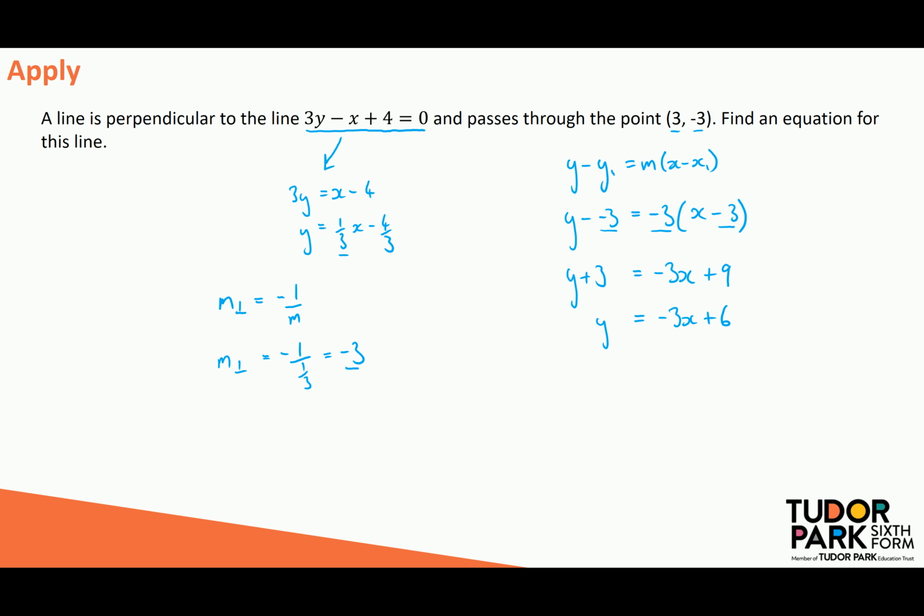Absolutely key. When two lines are parallel, they have the same gradient. When two lines are perpendicular, the relationship between the gradients is that the perpendicular gradient is negative 1 over the original, and that obviously always leads to the fact that m times m perpendicular is equal to negative 1. If you're ever asked to prove that two lines are perpendicular, then we always multiply the gradients to show that we get the value minus 1.